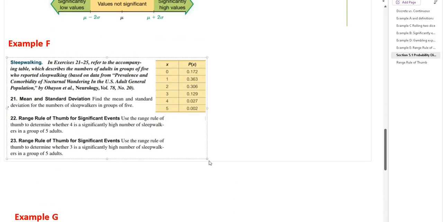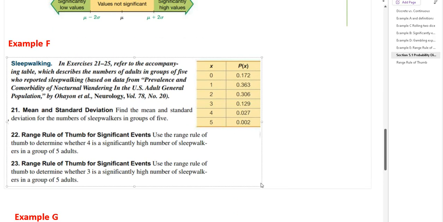Now these probabilities here sound pretty off to me. I don't know that many people that sleepwalk, but let's take a look at this. Refer to the accompanying table, which describes the number of adults in groups of 5. So you have groups of 5, and you ask each group of 5, how many of you report sleepwalking? And this is what I find amazing. I don't know anybody who sleepwalks. I mean, there's nothing wrong with it, that's fine, but it looks like about 67% of these groups have either 1 or 2 people that sleepwalk. I'm like, that's an amazing number.